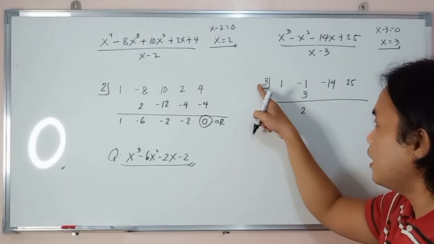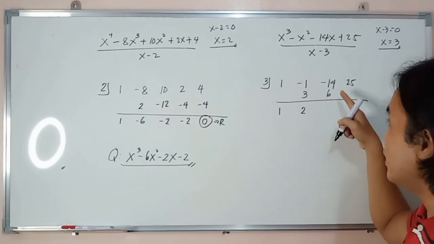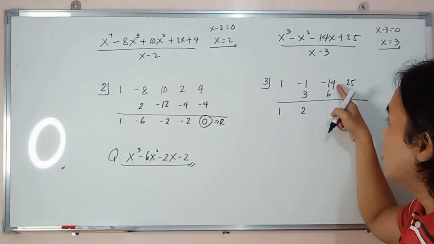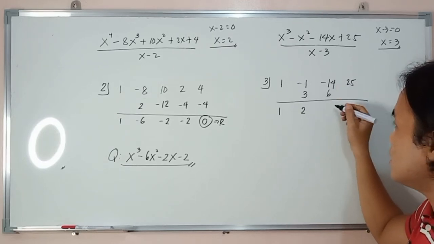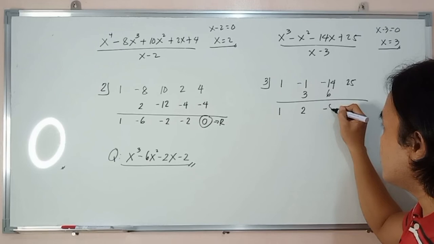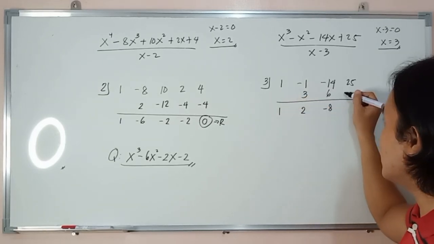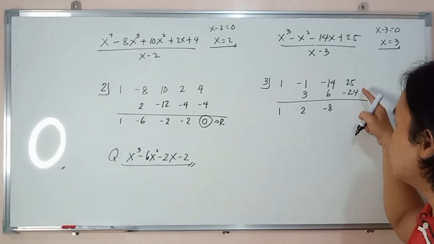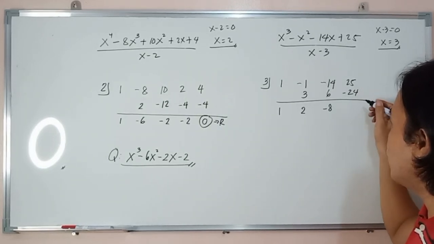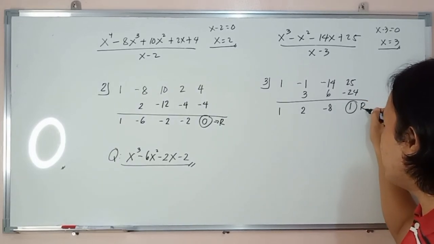Then we multiply. 2 times 3 is 6. Then negative 14 plus 6 is negative 8. Then negative 8 times 3 is negative 24. So add 25 plus negative 24 is positive 1. So this is our remainder.